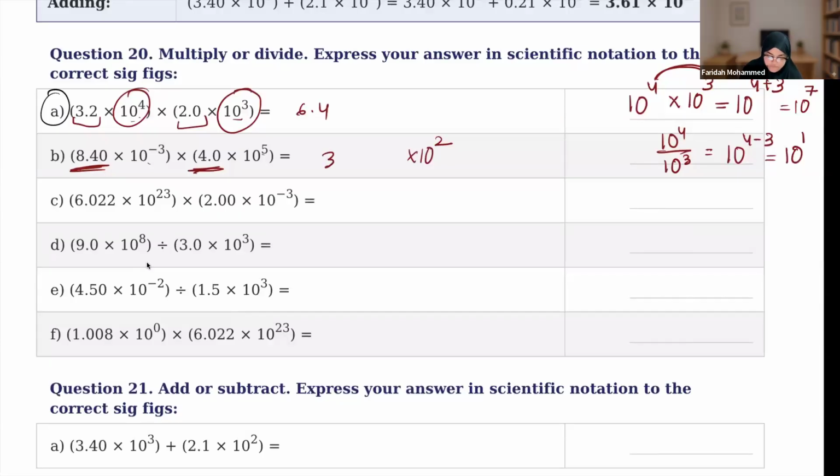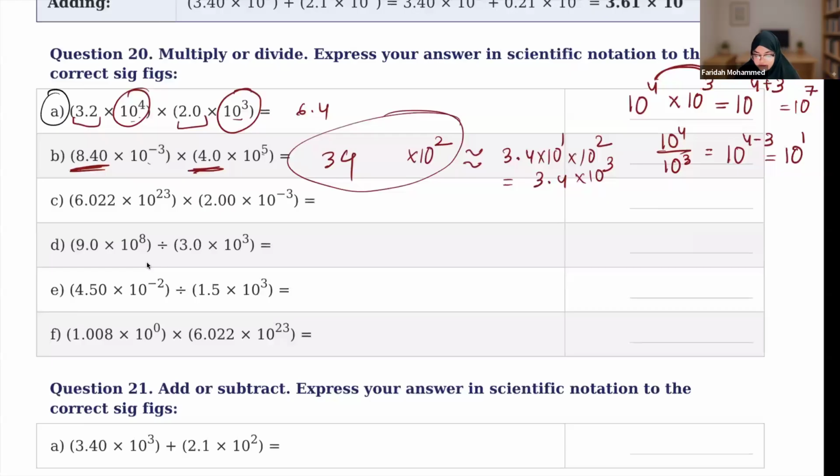I'm gonna get around 34. But this is not the correct scientific notation, so you want to make it correct scientific notation. The point should be between 3 and 4. So if I make it that way, 3.4 times 10 to the power of 1 times 10 to the power of 2. So I'm gonna get 3.4 times 10 to the power of 3.